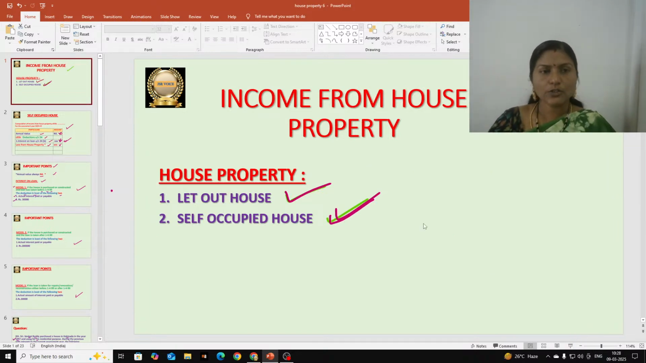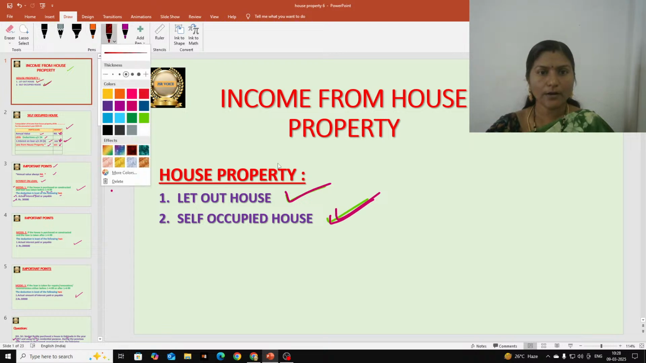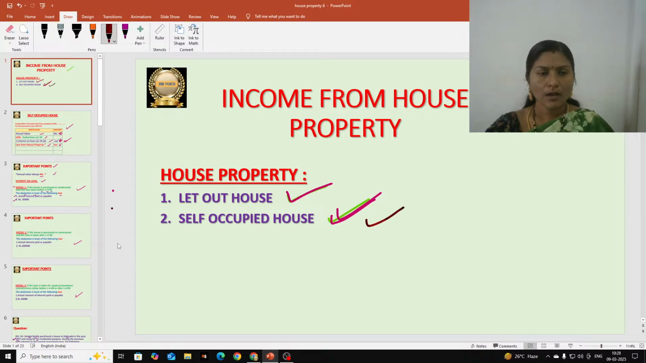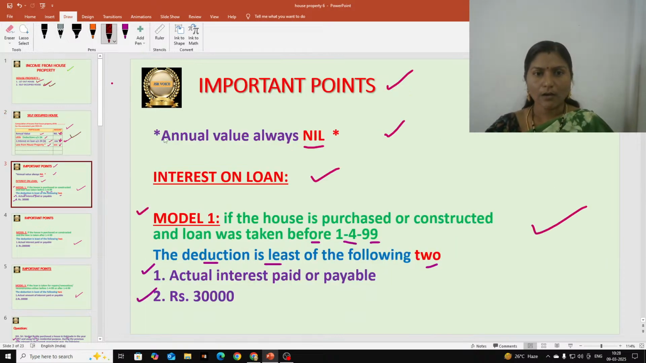So this is actually self-occupied house. We discussed about the self-occupied houses, students, today. For self-occupied houses, this is a format that we should follow always for all self-occupied houses, heading as well as format. And annual value always is nil. Okay, you see, always annual value is nil for self-occupied houses.